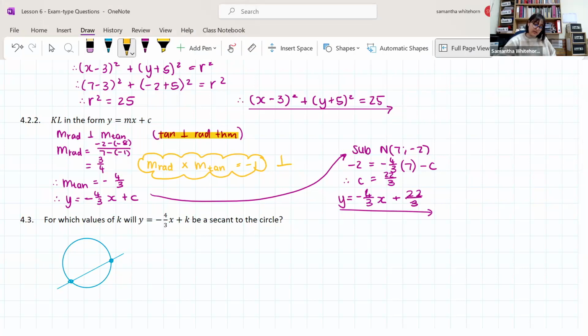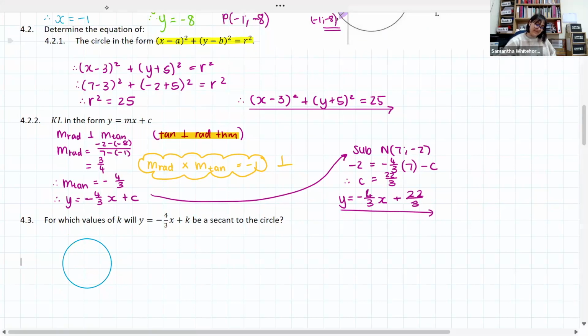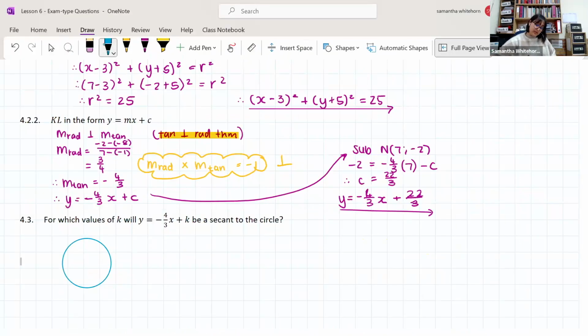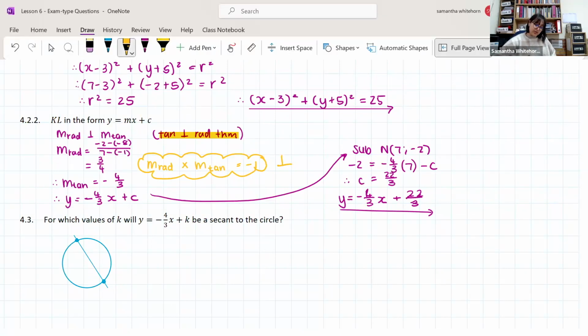I actually regret how I've drawn this line. Let's try this again. Okay, so a secant to our circle cuts your circle in two places. What we currently have is a tangent to our circle.